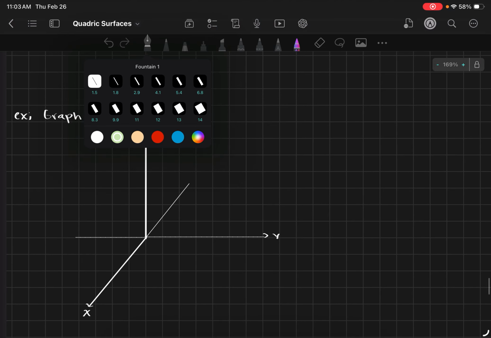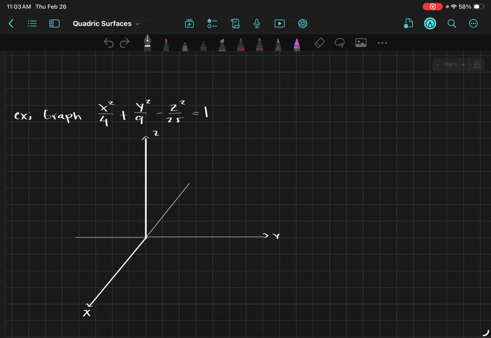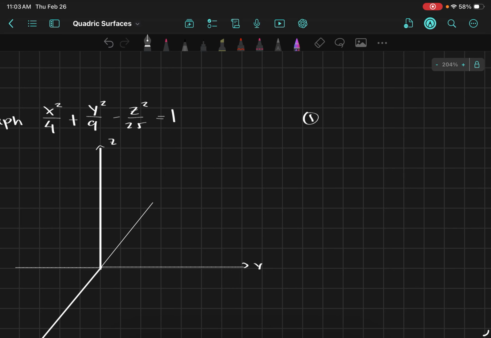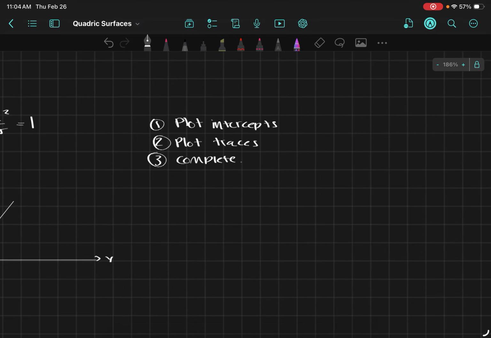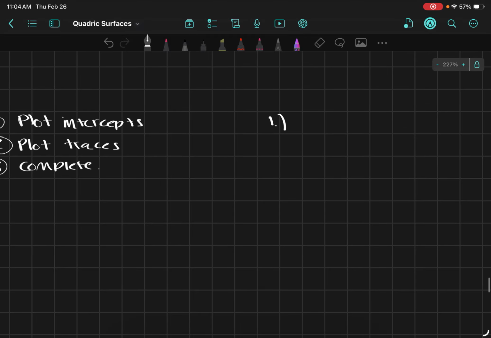We are asked to graph x squared over 4 plus y squared over 9 minus z squared over 25 is equal to 1. Let's go over our strategy here. We have 3 steps. We want to plot our intercepts, we want to plot our traces, and we want to complete our picture. Let's go ahead and do step 1. I'm going to color code this one.